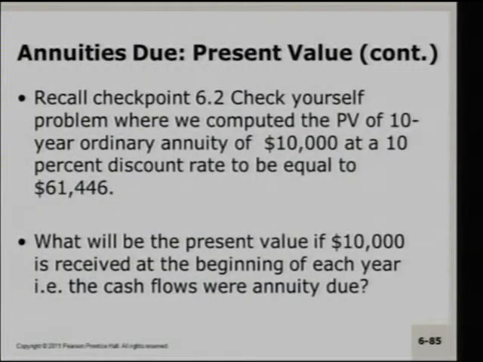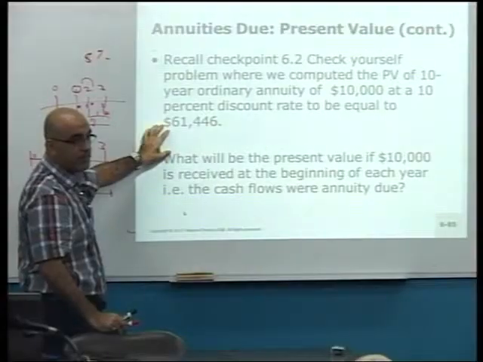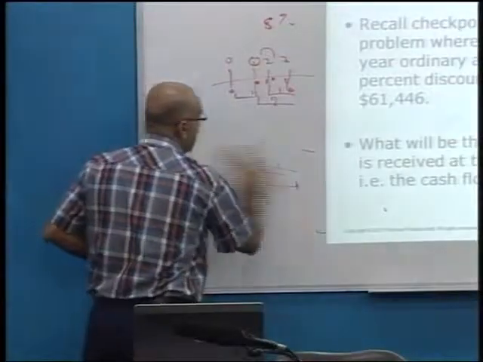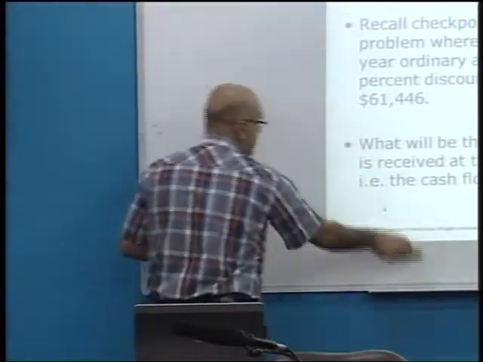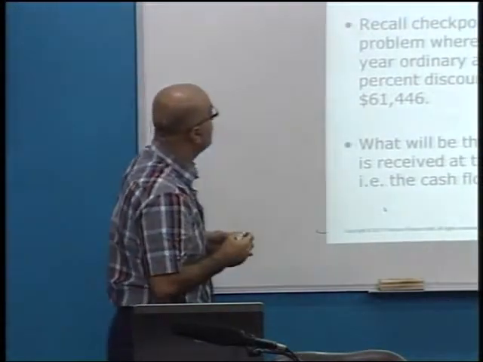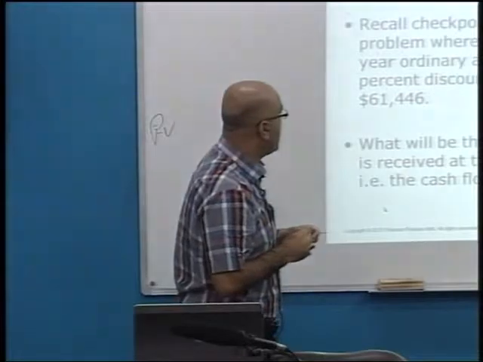Recall checkpoint 6.2, the check yourself problem where we computed the present value of a 10-year ordinary annuity of $10,000 at a 10% discount rate, which was equal to 61,446. You will apply this equation to calculate the present value. Compute the present value of a 10-year ordinary annuity.